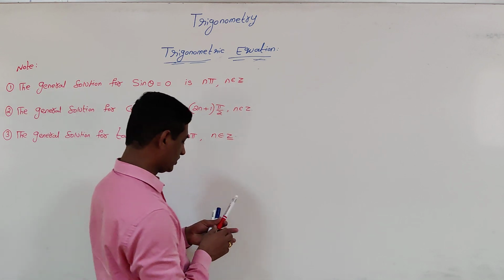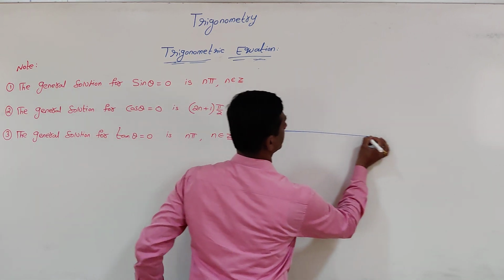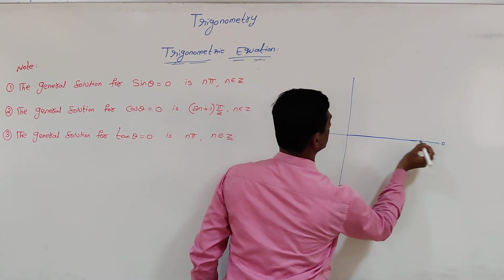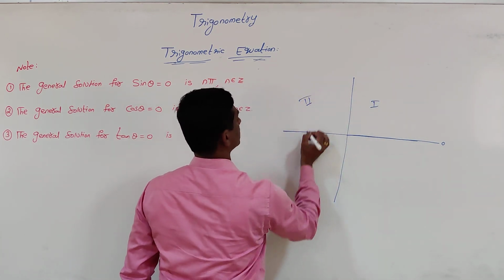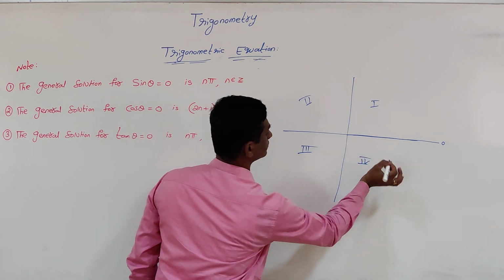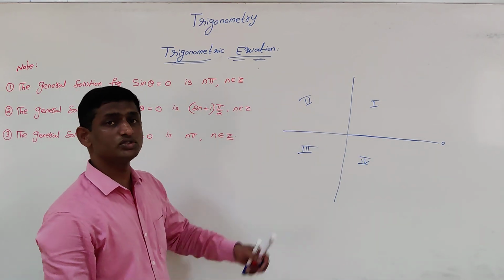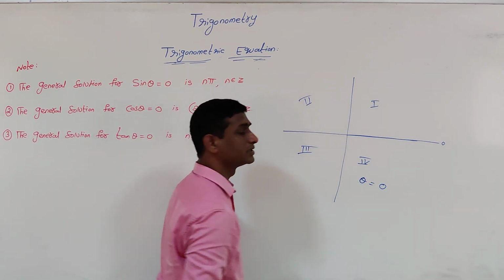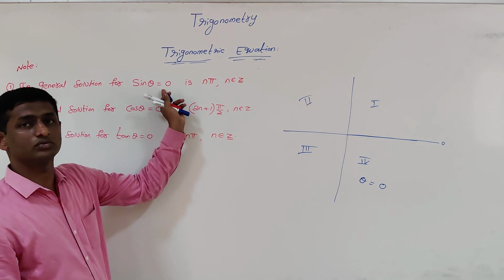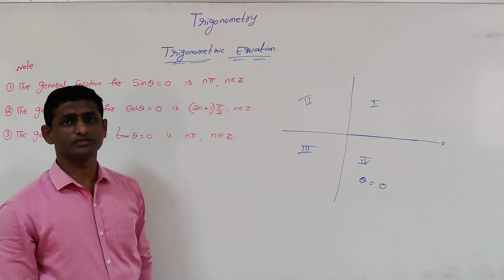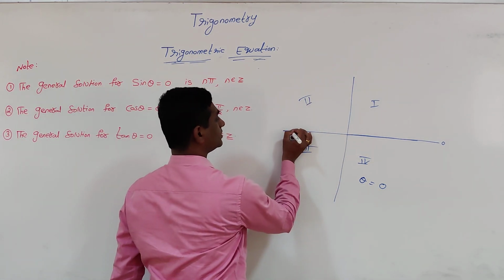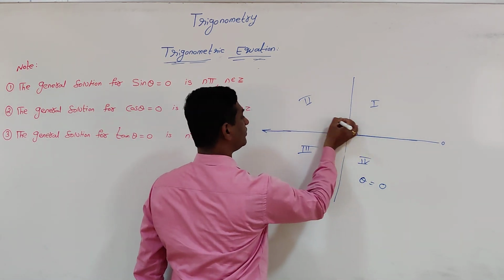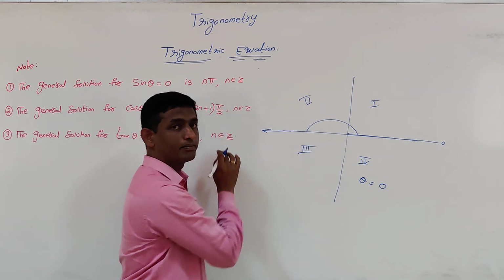Means if you go for the graph, this is our 0 degrees. If you rotate first, second, third and fourth. If theta is equal to 0, there is no angle, and sin 0 is 0. So 0 is one solution. Again, coming to the negative x-axis, from here it is pi.